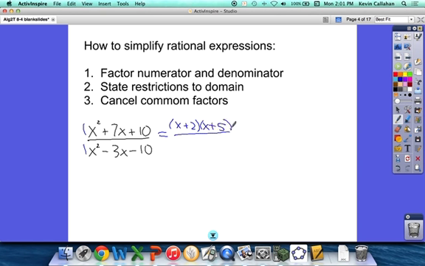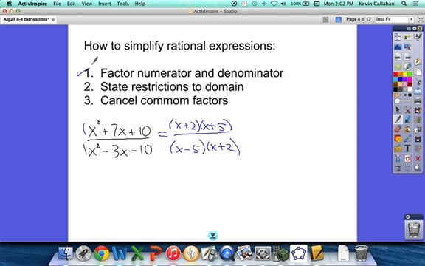How about x squared minus 3x minus 10? How's that going to factor? Negative 5, positive 2. So that's the first step: factor the numerator and denominator.